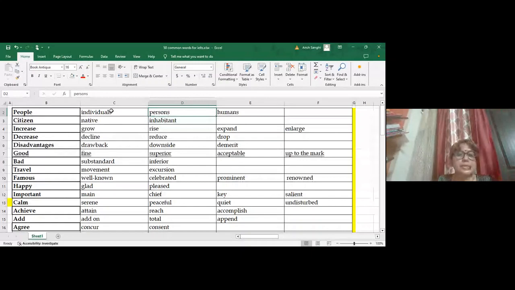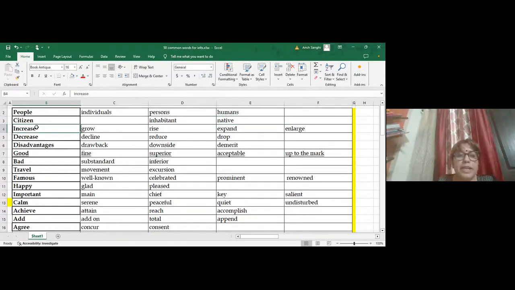Next is citizen. Sometimes you can use words like natives and inhabitants. A native is a person who basically belongs to a place, and may or may not be a citizen. I'll move it to place number 2. An inhabitant is a person who lives at a place. A citizen is a person who has the citizenship. So if you feel that these two words can be used, use these.